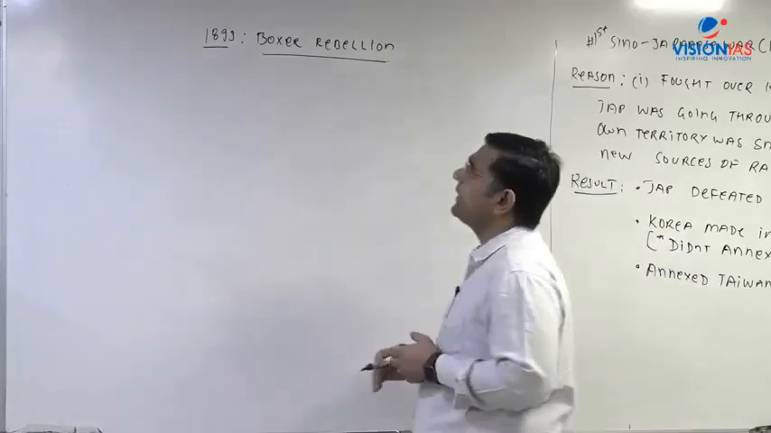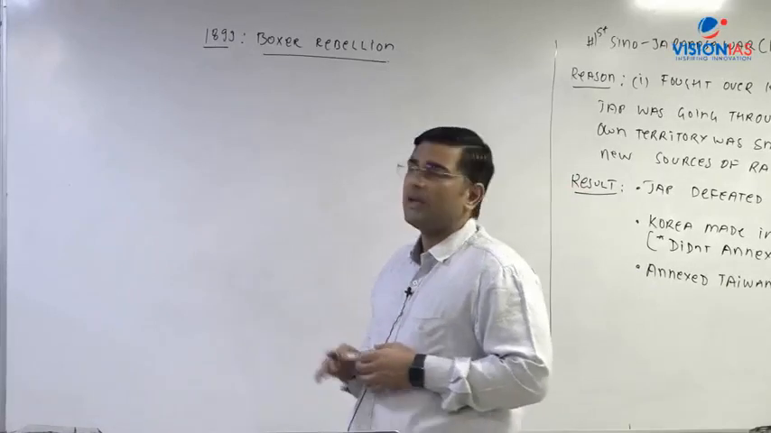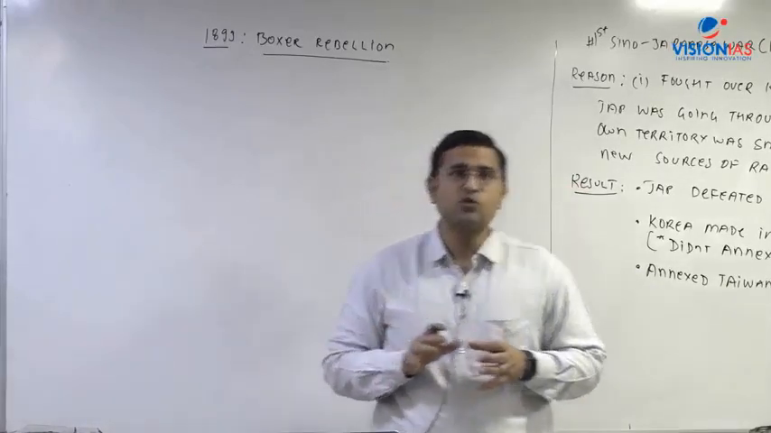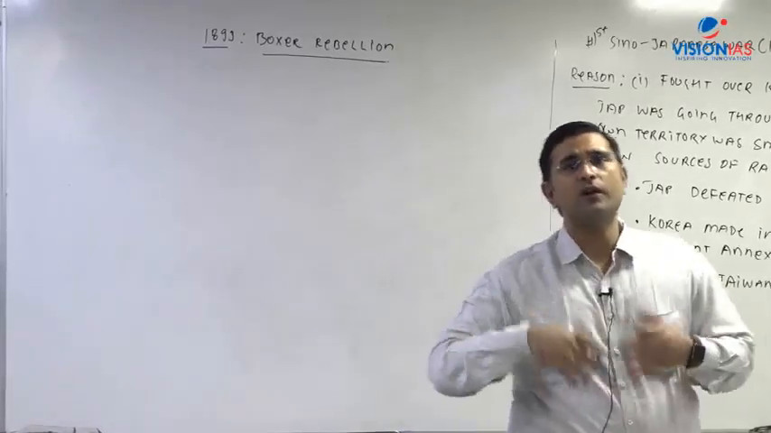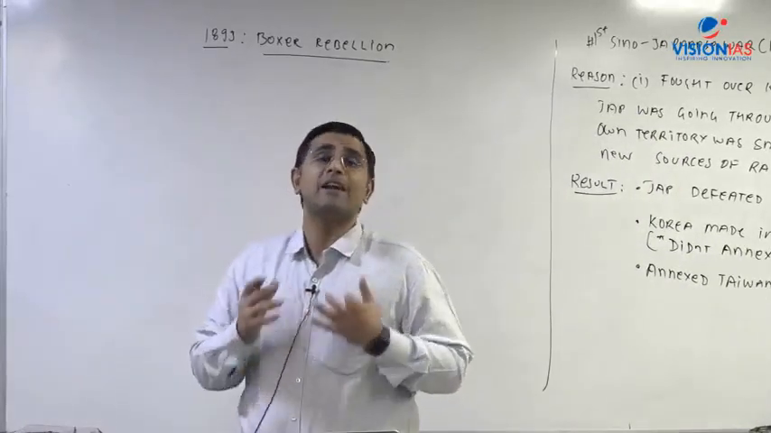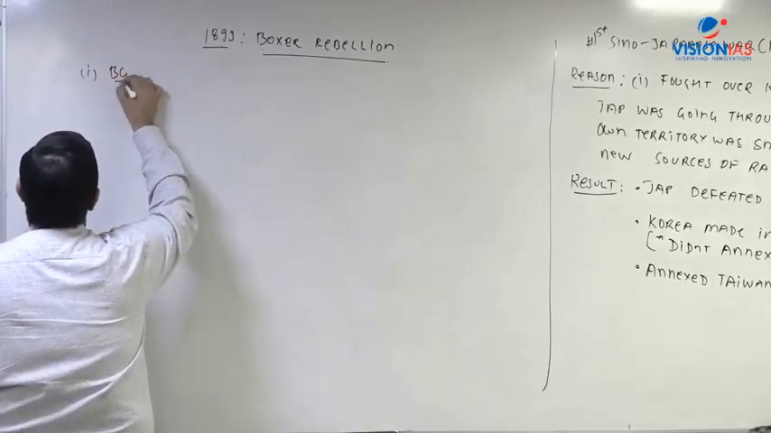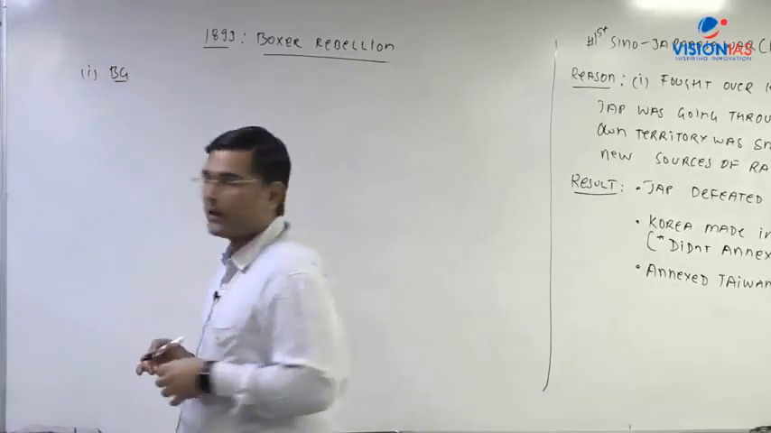Now let us come to the 1899 Boxer Rebellion. So what is this Boxer Rebellion? In this Boxer Rebellion, the Chinese youth are coming out in revolt. So let us see what they are revolting against, and let us also see why they are revolting. So BG, it is your background.